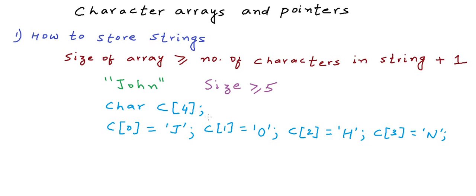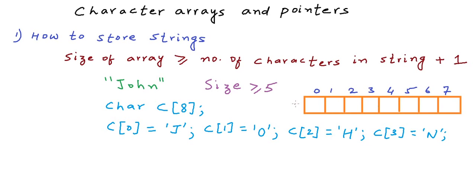Let's say we have a character array of size 8. Let's say this is a logical view of our array C, and we want to store the string John in this particular array. We have indices from 0 to 7, and this is an array of size 8. So we can store J at the 0th index, O at the 1st index, H at the 2nd index, and N at the 3rd index. So we have stored all the characters of the string John in this array, but if you see, we have not stored one piece of information. We have not stored the information that this particular character N is the last character in the string. So the string ends at index 3.